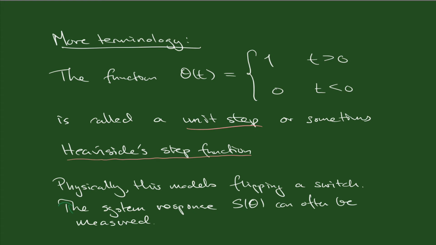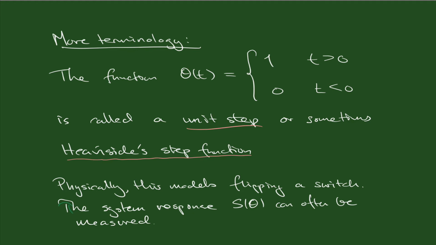Or maybe to make things a little bit easier, before we do the example, let's introduce one more thing. The function theta of t, which is 1 for positive t and 0 for negative t, it doesn't really matter what value we put at t equals 0 itself. That function is called a unit step, or maybe more commonly the Heaviside step function. And the physical meaning of this function is that it's a mathematical model of flipping an electric switch.